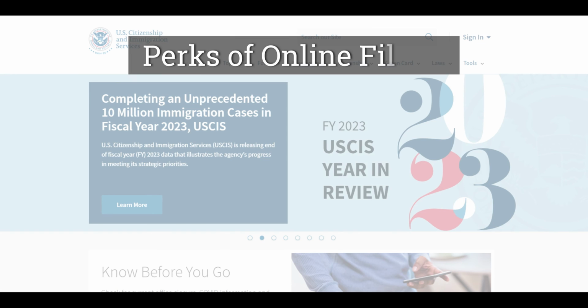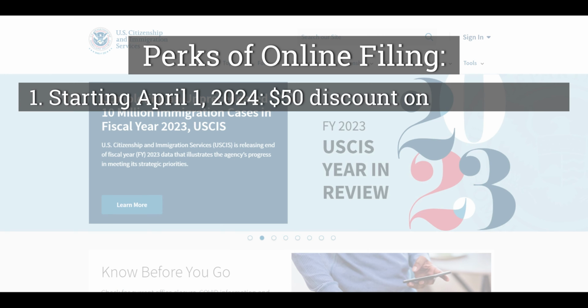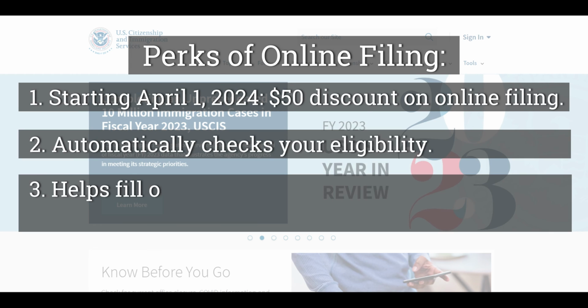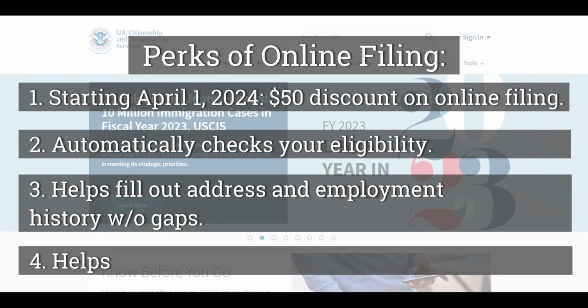USCIS encourages online filing when possible. Starting April 1st, when USCIS begins to implement new application fees, you will even receive a $50 discount if you file your applications online. What I like about the online application is that it checks your eligibility. It helps you fill out your address and employment history with accuracy and no gaps. And it also helps you calculate your travel history. The online application will do calculations for you, which will make it easier for you to see whether or not you still qualify to apply for naturalization. Let's get started on the application.